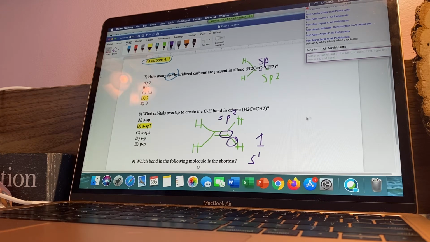Does that kind of make sense? If you have just a hydrogen, it's just going to be... Okay, I got you. I can explain that now. So when they say orbitals overlapping, that's kind of a fancy way of saying what are the 2 hybridizations, right?